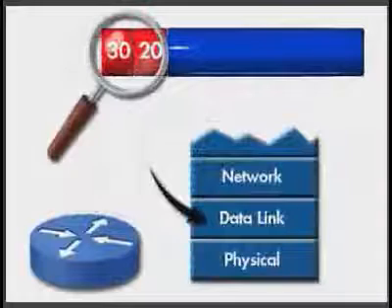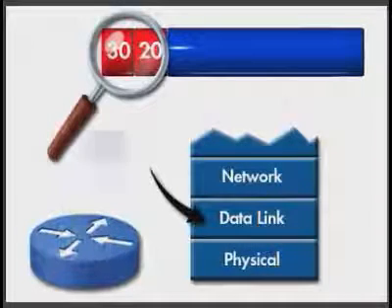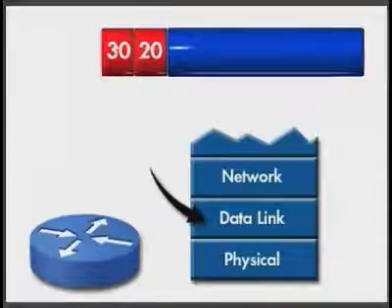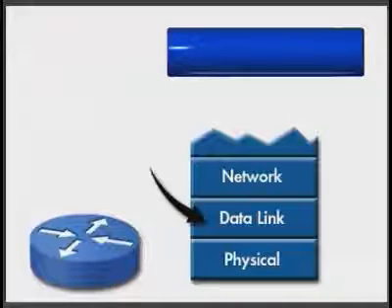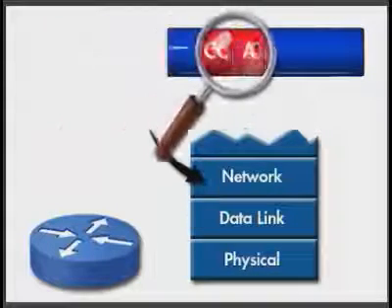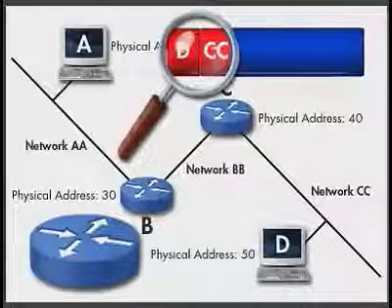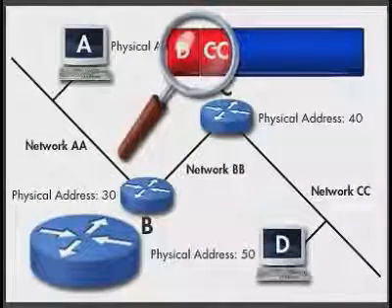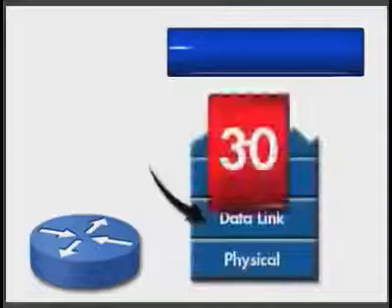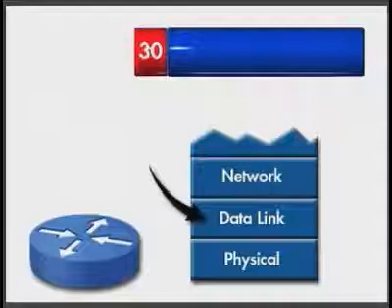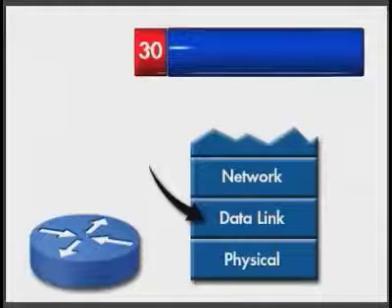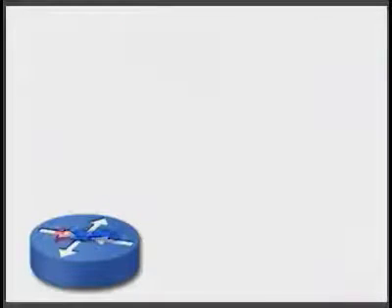The router examines the data link destination address and recognizes that the message is addressed to it. The router strips off the data link addresses and examines the destination address at the network layer. It recognizes that the destination device is on a network to which it is not attached and decides that router C is the next router in the path. Router B repackages the message at the data link layer, appending its own physical address 30 as the source address and adding the physical address of router C as the destination address.